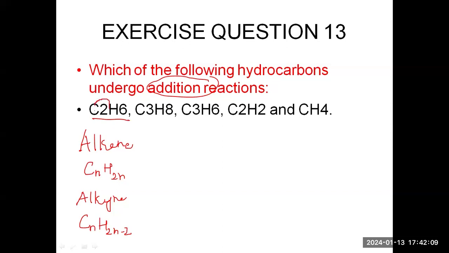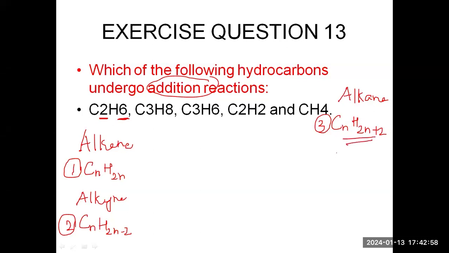C2H6. Which formula is applicable? For alkanes, we have CnH2n plus 2. Now see, this is applicable. Which formula out of 1, 2, and 3 is applicable for C2H6? Would you like to answer? This is 2 and this is 6. Which formula, 1, 2 or 3, is applicable?